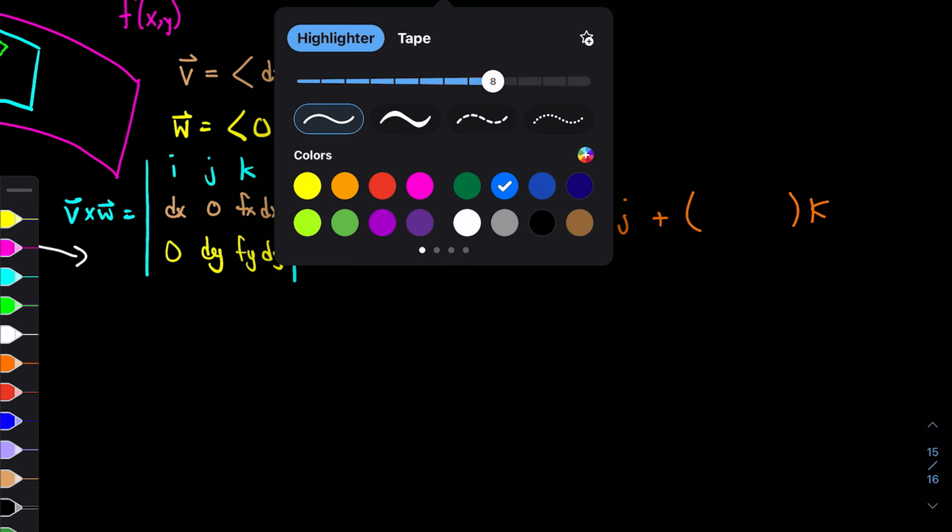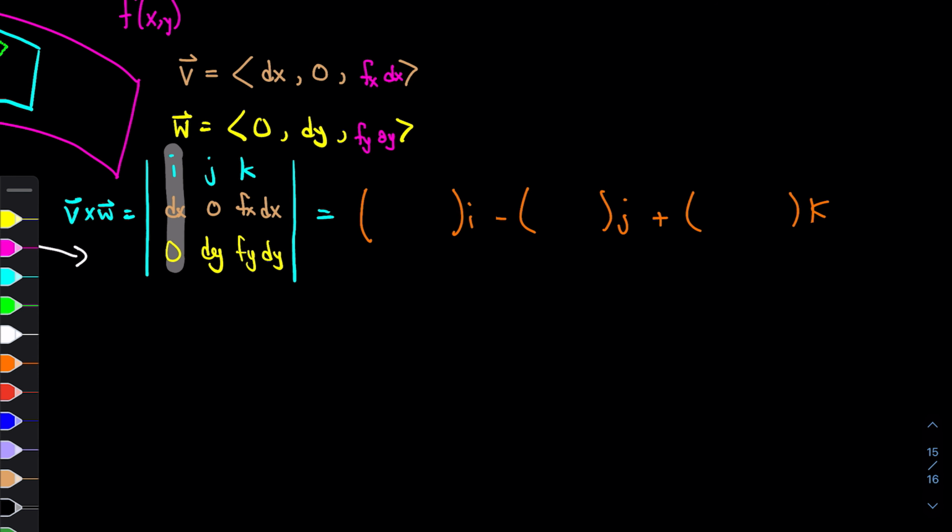So how do we go about doing this? Well, let's see, we start off by doing this right here. And so we take the determinant of what's left over. So we do 0 minus what we get over here. So it looks like we're going to get a minus f sub x and then dx dy for our i components. Then we go ahead and do this again, but we do it for the middle one.